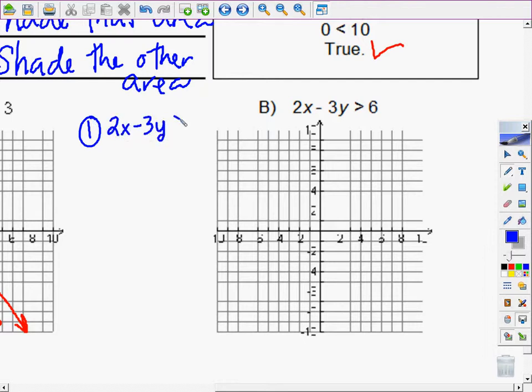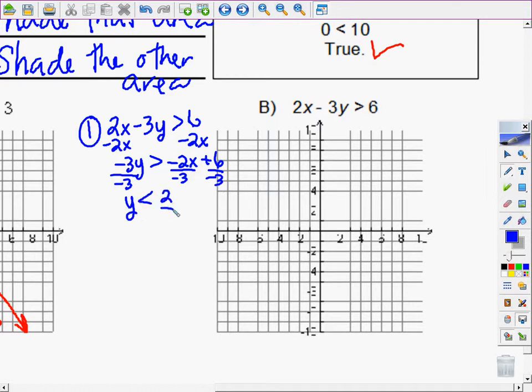So I'm going to subtract 2x from both sides, and I'm left with negative 3y is greater than negative 2x plus 6. Is it by itself yet? No. Then I'm going to divide by negative 3. What happens when I divide by this negative 3? The sign changes. A negative divided by a negative is less than 2/3 x minus 2.